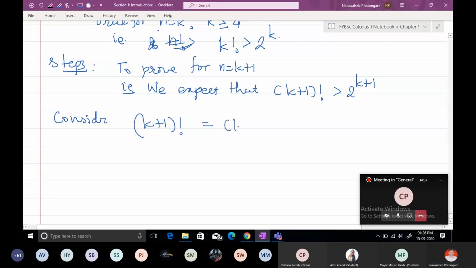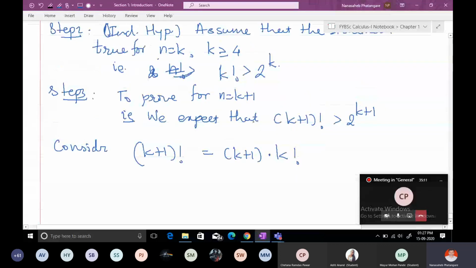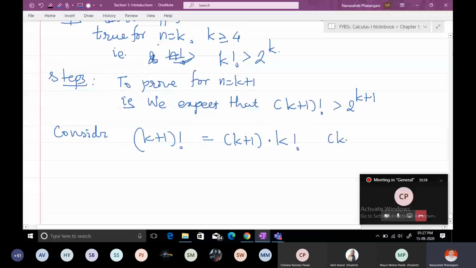But this is what? k plus 1 times k factorial. Am I right? k plus 1 factorial is k plus 1 times k factorial. Fine. But by the induction hypothesis, what is the second step? k factorial is greater than 2 raised to k. So I will keep k plus 1 as it is, and I will replace the second quantity by 2 raised to k. Right, so now compare this k factorial and 2 raised to k. The first factor k plus 1 is the same, no doubt. But 2 raised to k is smaller, right? 2 raised to k is smaller. And certainly this amount is bigger. Am I right?